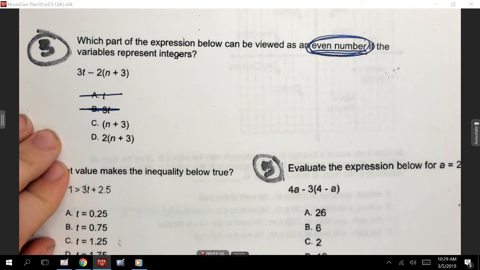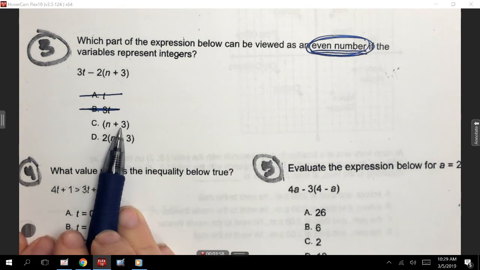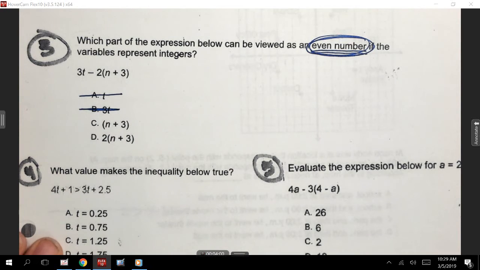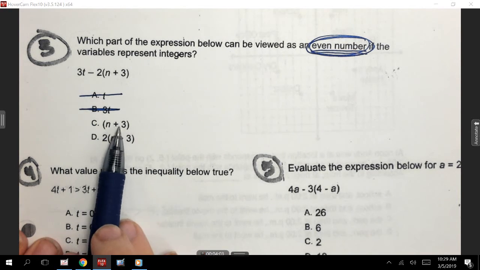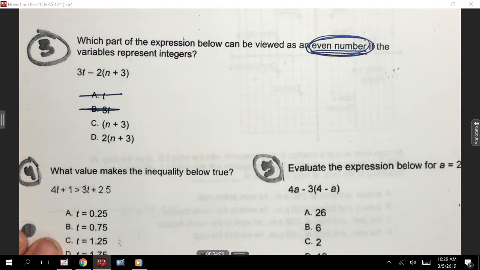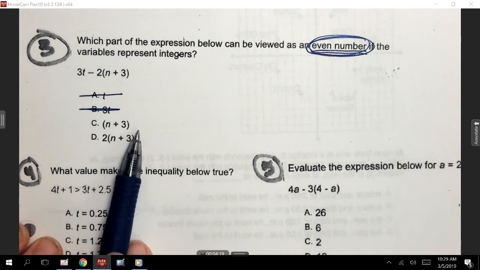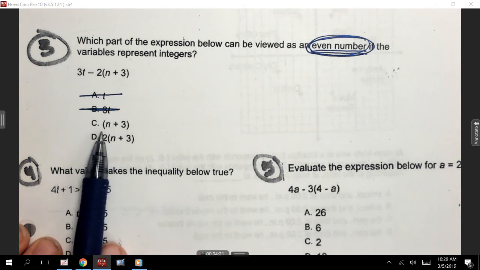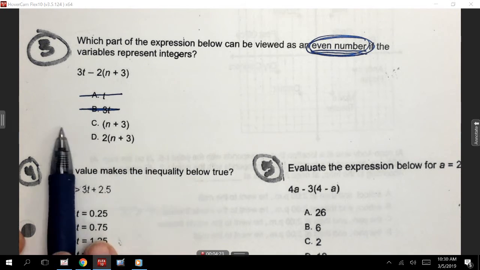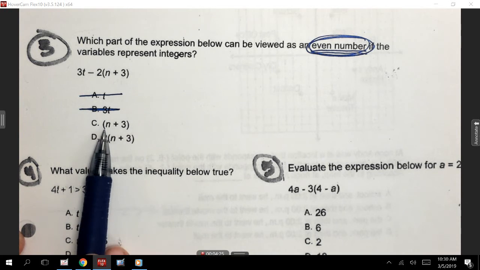All right, now C. C says n plus 3. Is this going to be an even number? N plus 3. Is that going to be even every time? Give me an example. Yes, no, why? Javon? So here, look, it's n plus 3, right? So that would mean 3 plus 3. What's 3 plus 3? 6. So that is even. So 3 does work.